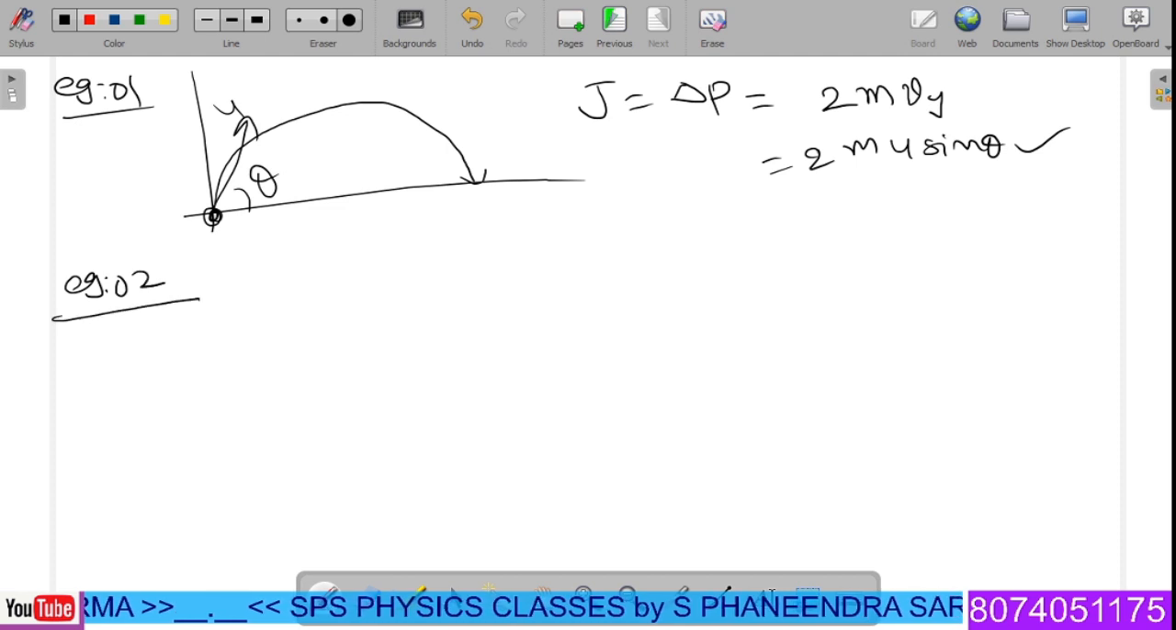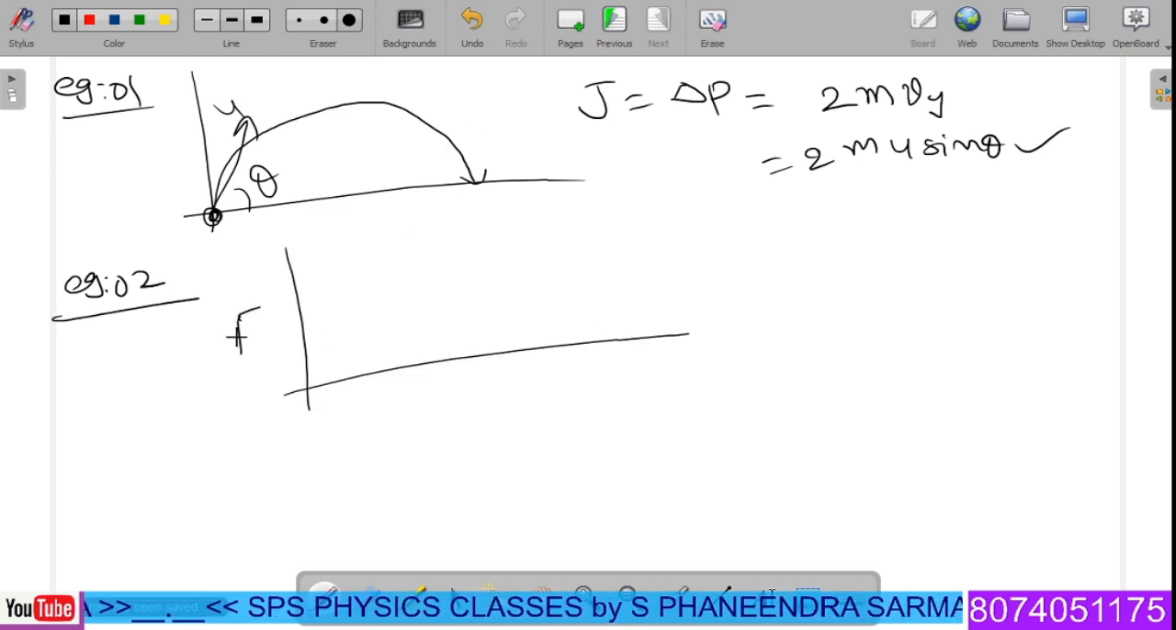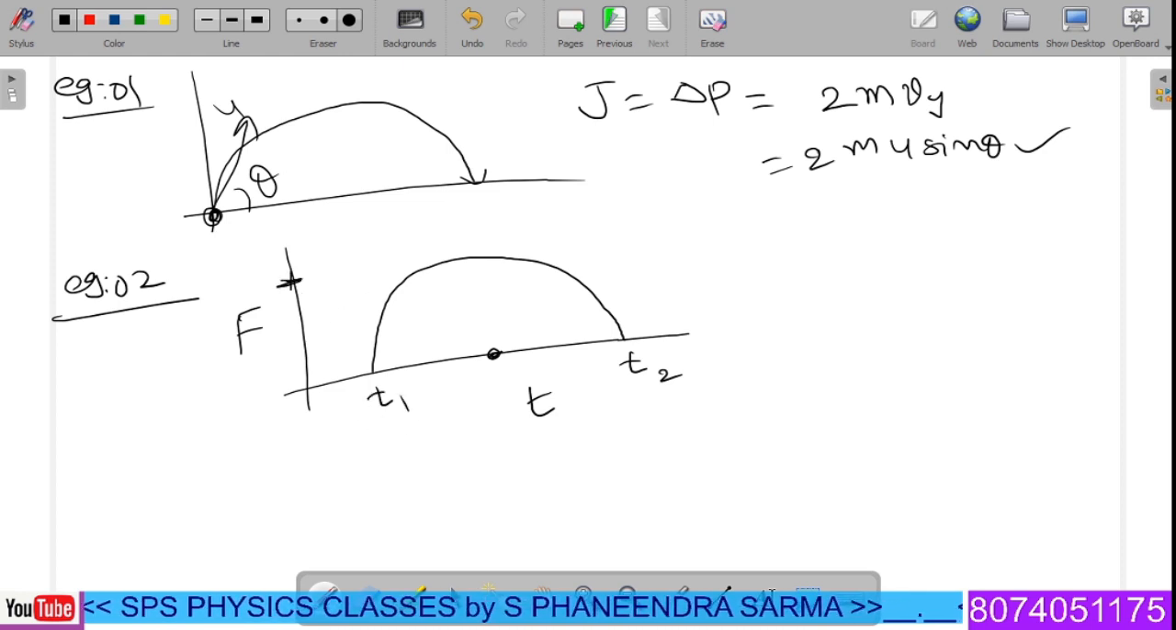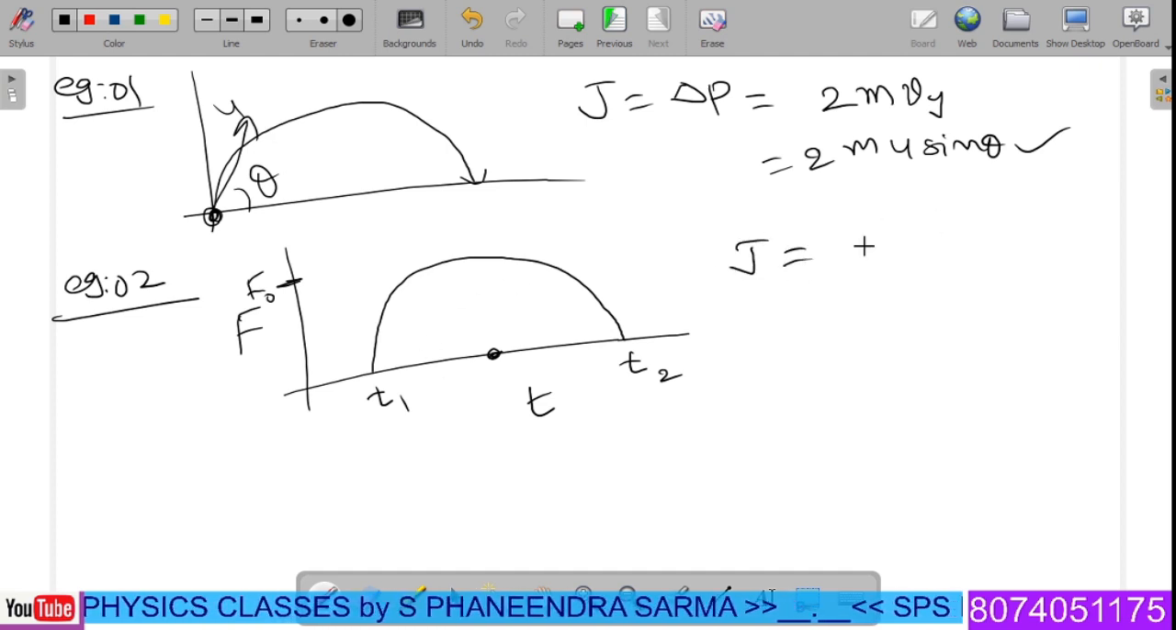Let us take one more example here. In this particular example, the examiner has given us a force versus time graph like this, which is not exactly in the form of a circle, but it may be any other shape. Then the limits are t1 and t2. Here the peak value is F naught. It seems to be in the form of a semi ellipse. Therefore impulse J is equal to the area of this graph, and semi means half of the area.